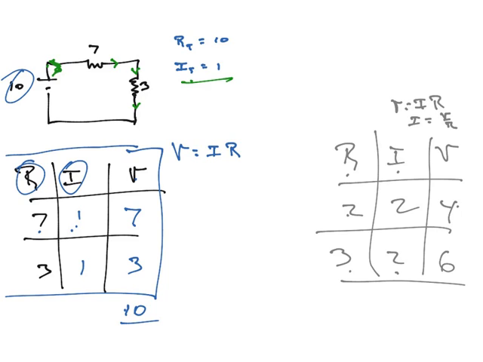You don't even have to think about any of the rules or anything. You just fill it out. You use V equals IR to get the last number. For the first pieces, if you don't have 2 out of the 3, that's when you use your rules to try to figure out what you can.